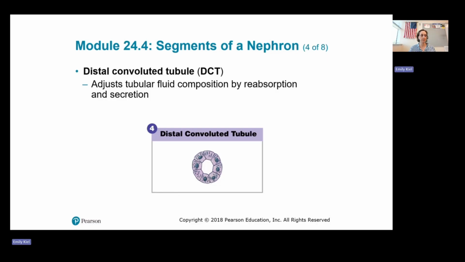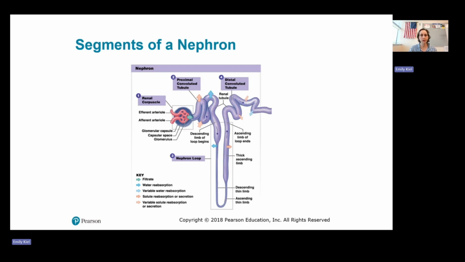So in this distal convoluted tubule, we still have some simple cuboidal cells. We're resorbing and secreting solutes and water at this stage. So we're moving water around at this stage. So here are the segments of a nephron. Let's take a look at it as a whole.